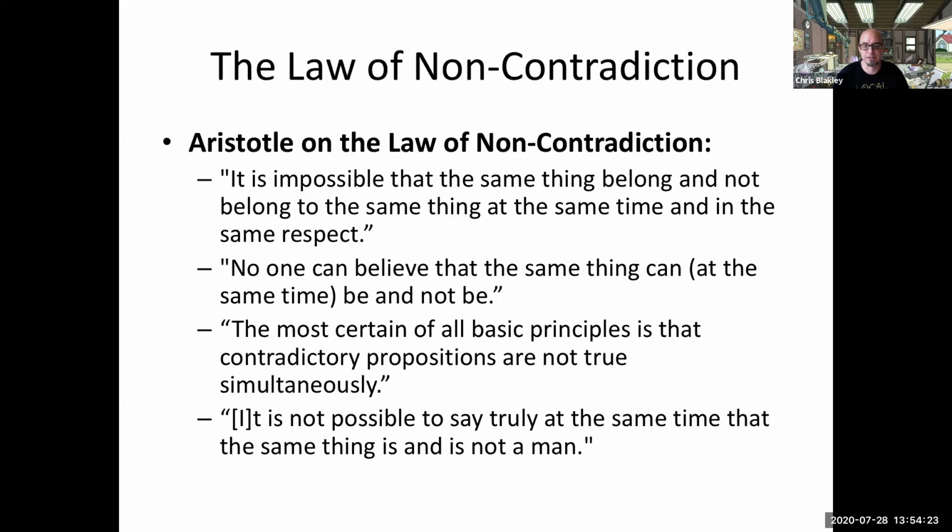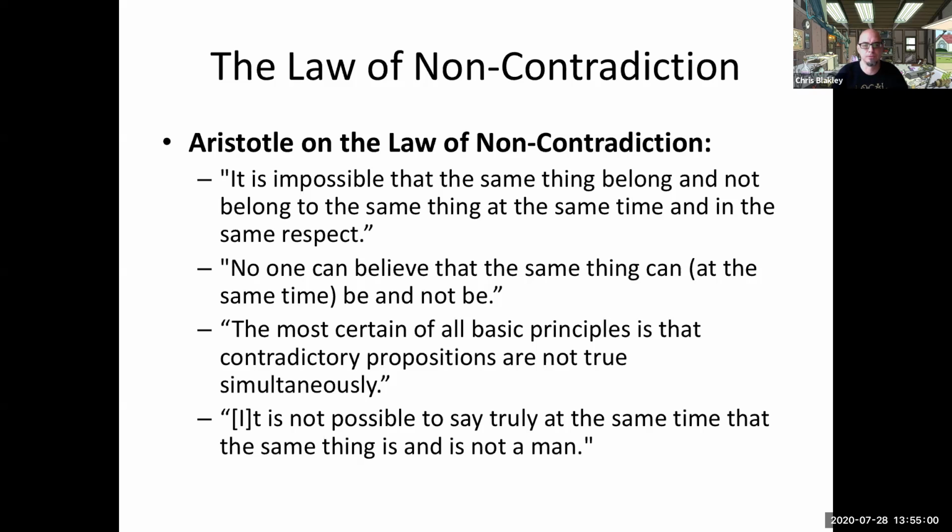No one can believe the same thing can at the same time be and not be. What he's really getting at there is that you can believe it, it's just that you can't rationally believe that both are true, right? So the most certain of all basic principles is that contradictory propositions are not true simultaneously. It is not possible to say truly that at the same time the same thing is and is not a man, right? So the way I usually say it in more contemporary language is that a proposition and its negation or its opposite can't both be true at the same time and in the same respect.